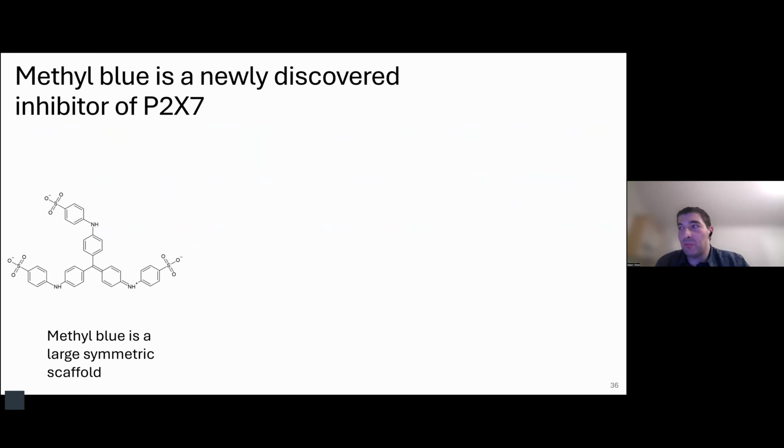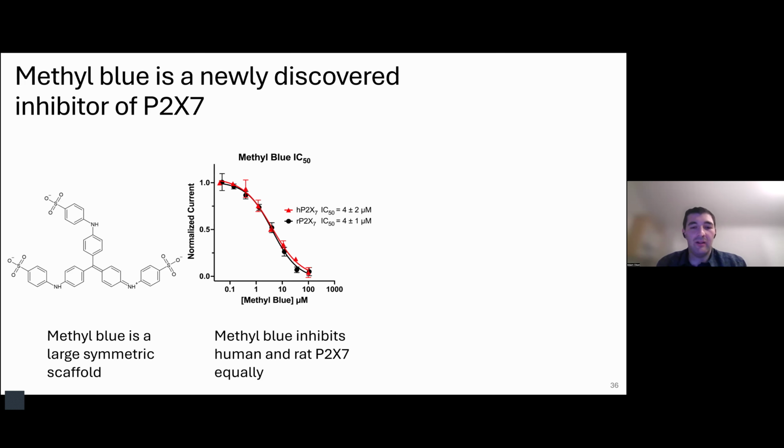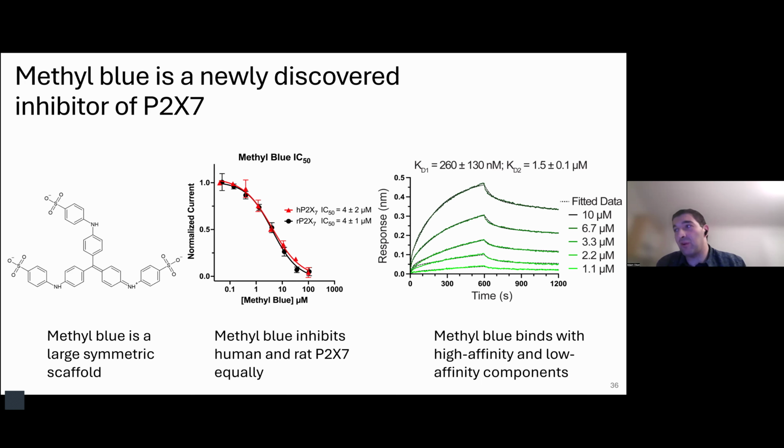So at the same time as the previous structures, in our quest to develop novel P2X7 antagonists, we discovered methyl blue, which is a large symmetric scaffold analog of the known antagonist brilliant blue G. Methyl blue inhibits rat and human P2X7 receptors equally. And we also performed bilayer interferometry to determine the direct affinity of methyl blue to rat P2X7.